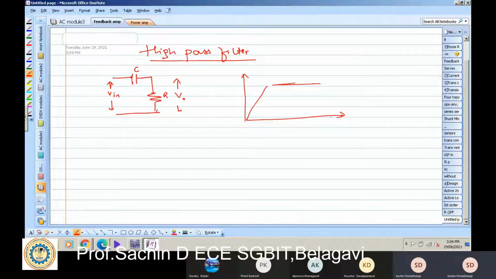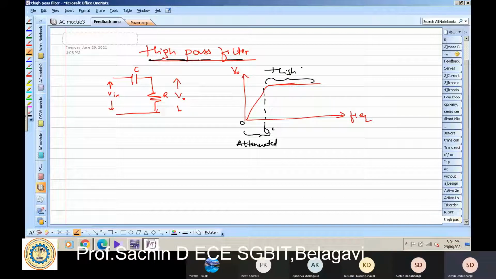For high pass filter, this is frequency along the x-axis and output voltage along the y-axis. So in high pass filter, this is my cutoff frequency. From 0 to FC, it is low frequency, so low frequency is attenuated. As the name itself indicates, high pass filter passes high frequency. So this is my high frequency, and high frequency is passed. We are passing only high frequency, so output voltage is equal to input voltage here. You can analyze this.